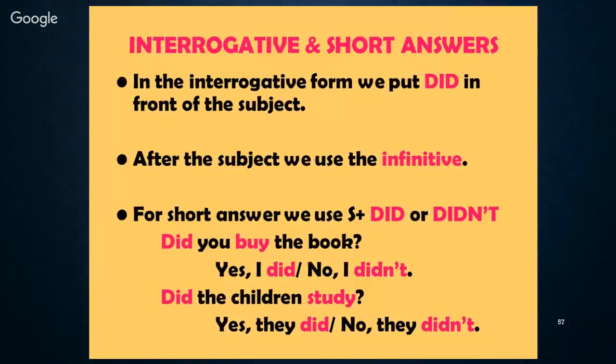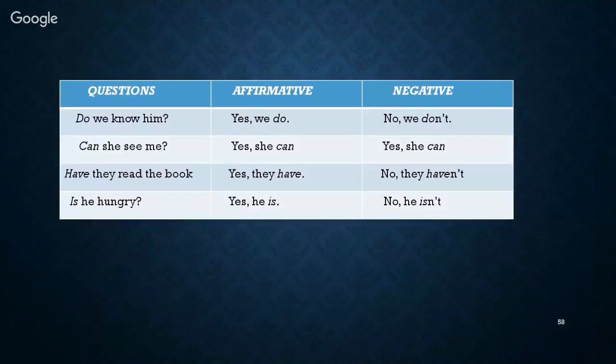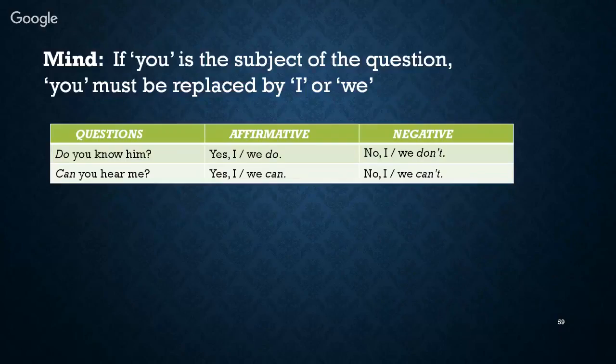Did you buy the book? Yes, I did. No, I didn't. Did the children study? Yes, they did. No, they didn't. Do we know him? Yes, we do. No, we don't. Can she see me? Yes, she can. No, she can't. Have they read the book? Yes, they have. No, they haven't. Is he hungry? Yes, he is. No, he isn't.